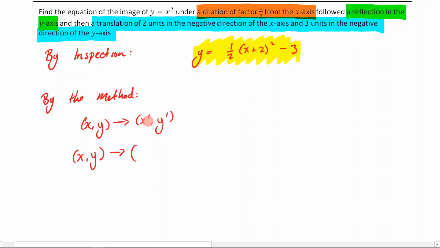So x dash is going to be, well, I have a reflection in my y-axis, so it's going to be negative x, and then I have a translation of 2 units in the negative x direction, that's going to be minus 2. And then my y dash, well, I have a dilation of a factor of half from my x-axis, so it's going to be a half y. And then I have 3 units in the negative y direction, so it's going to be minus 3 there.